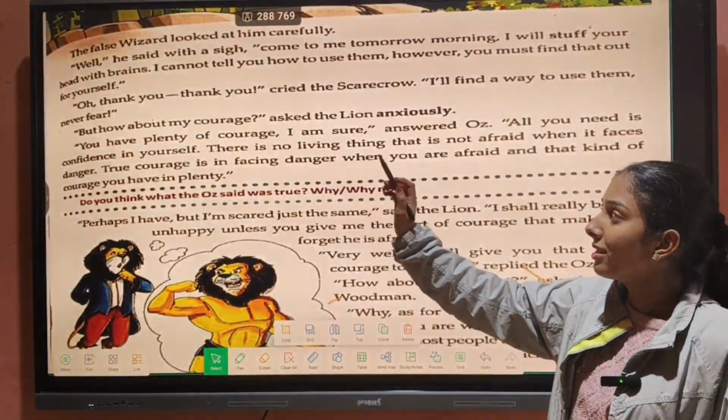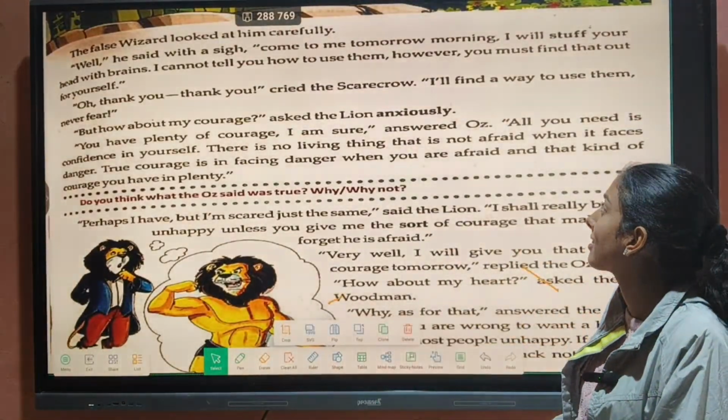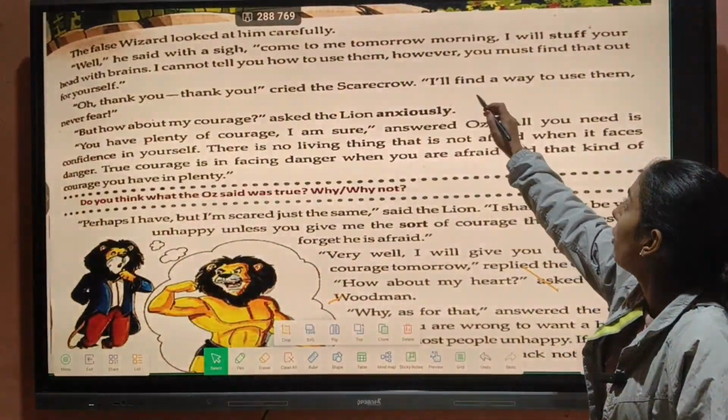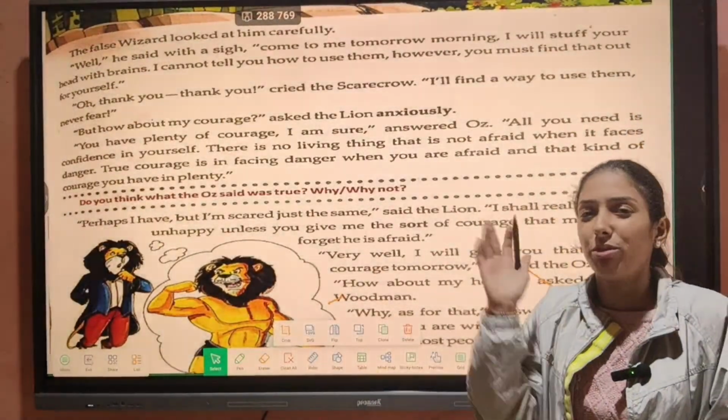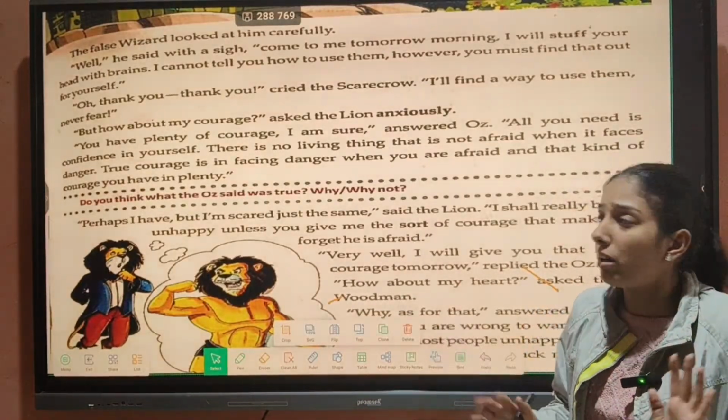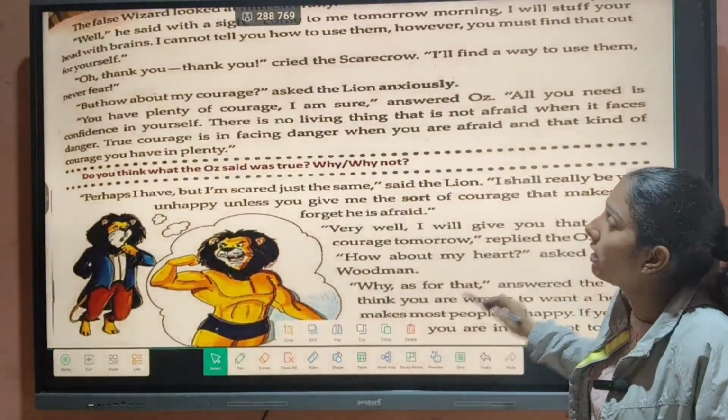"Oh, thank you," cried the Scarecrow. Now the Scarecrow is saying that, oh, thank you so much. "I'll find a way to use them. Never fear." He's saying that no problem. Just give me the brain. I'll try to find it out myself.